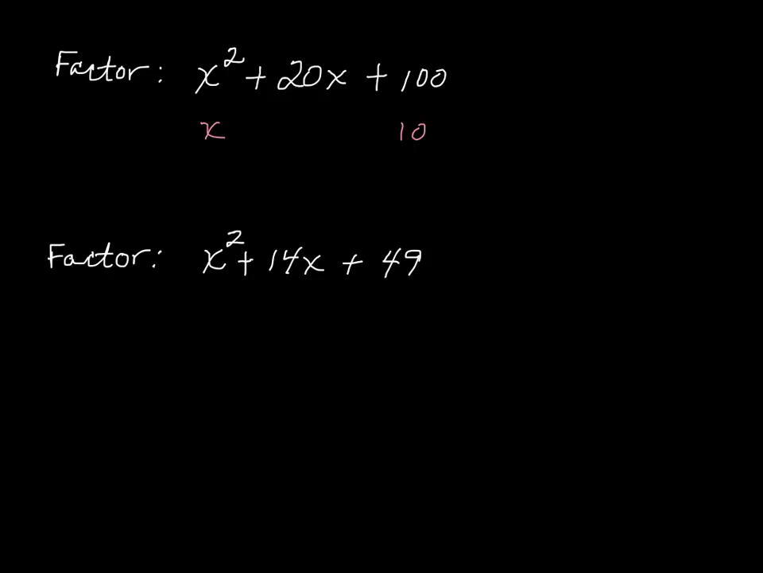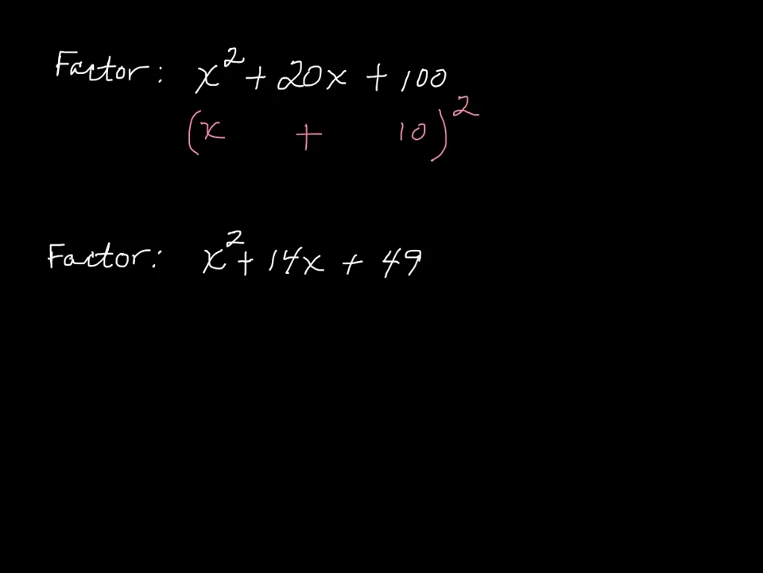Well, since the middle term is 20x, we know that this is a perfect square. And what would be the thing that we're going to square? X plus 10 squared is what it factors to. So it factors to x plus 10 times x plus 10.